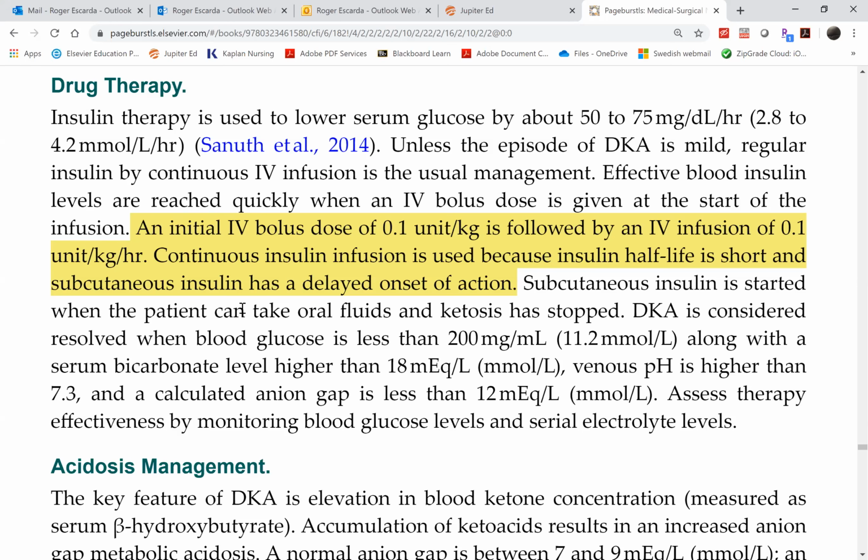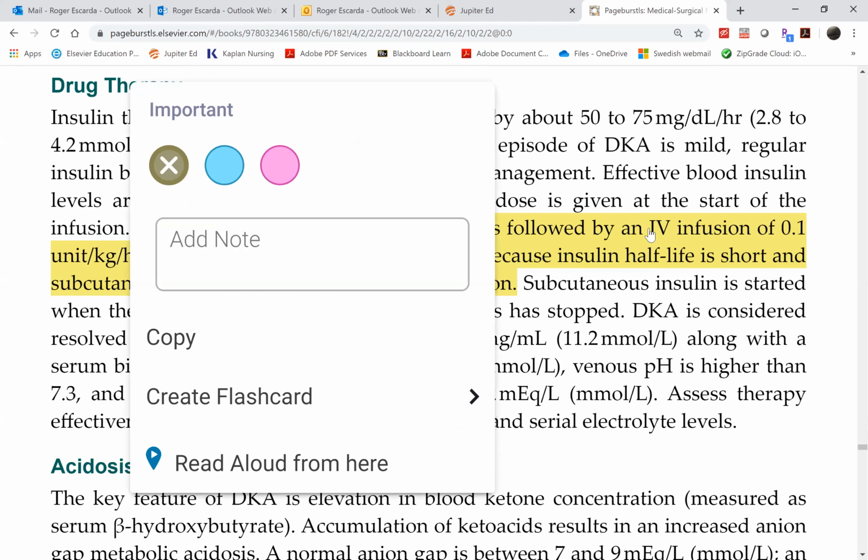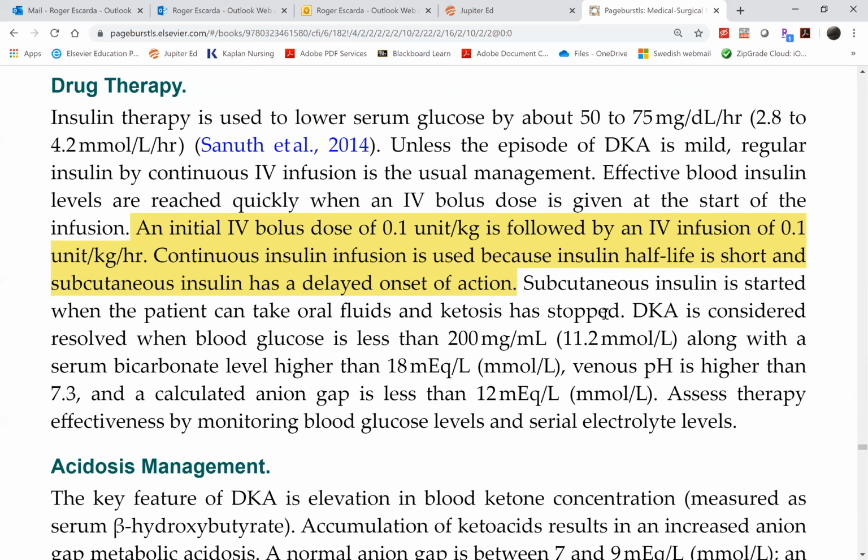So this is all about insulin therapy. Before we give the continuous infusion of insulin, we have to give a bolus. Both are given IV. So the bolus is IV insulin, the infusion is also IV insulin. What type of insulin is the only one you can give IV? Regular.